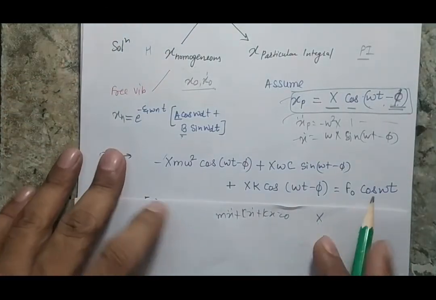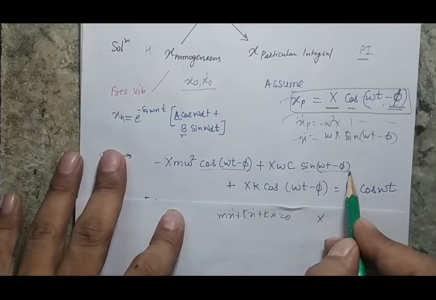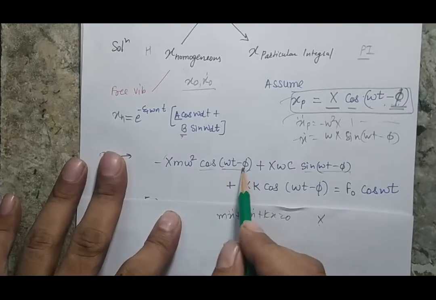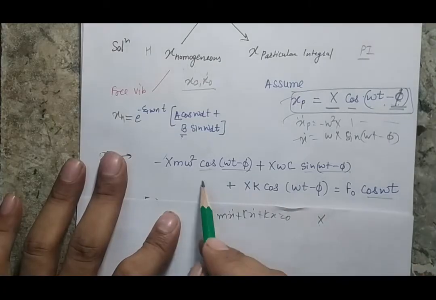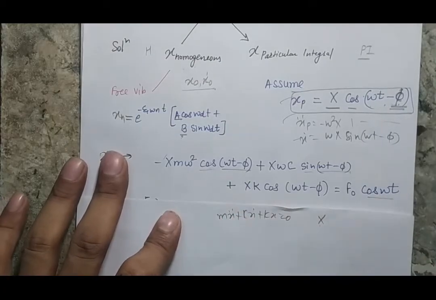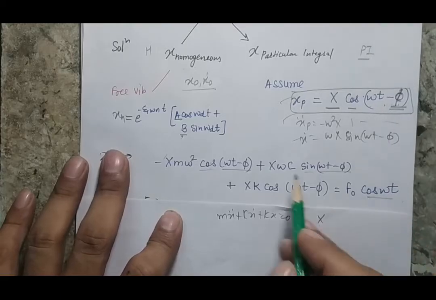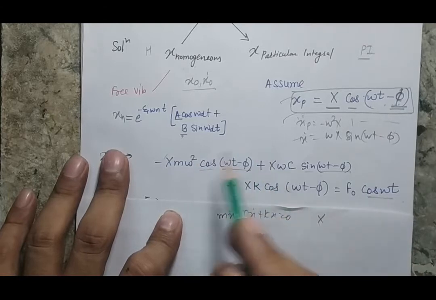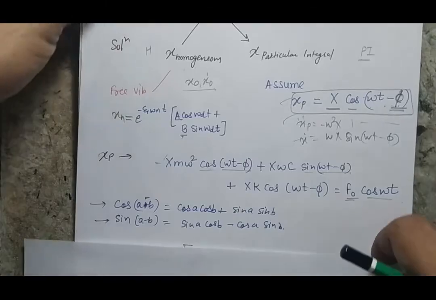In this expression, I know the cos(a minus b) formula and the sin(a minus b) formula, so I am going to open this term, and after opening it, I will equate the cos coefficients from the right hand side and the left hand side. When I equate the cos and sine coefficients, there is no sine coefficient on the right, so whatever sine terms are here will become 0, and whatever cos components are here will become equal to F naught. So finally I will get this expression.